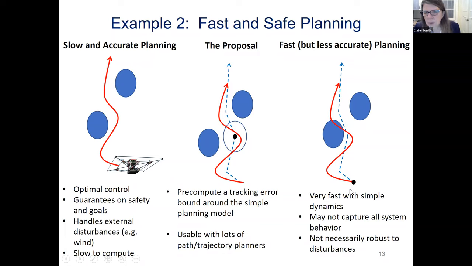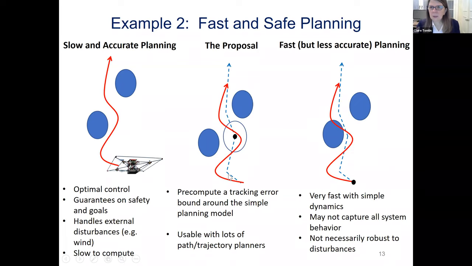But then when you try to track that, you're not guaranteed to track the plan, because that plan was not created with the dynamics of the vehicle. And so it may be unsafe in that the actual trajectory the robotic system follows may deviate from the plan. So the proposal for using reachability is to pre-compute a tracking error bound between the simple model and the more complex model.